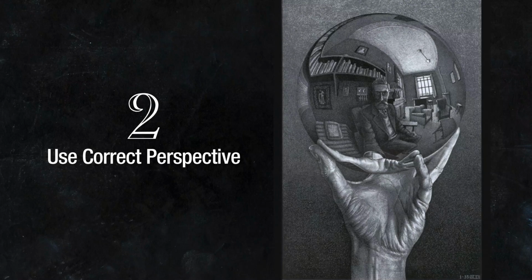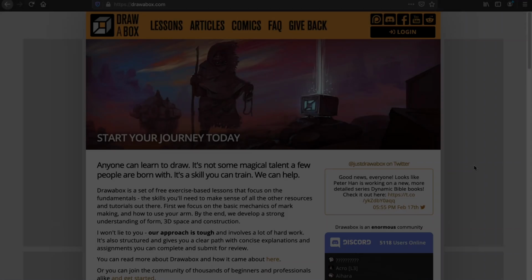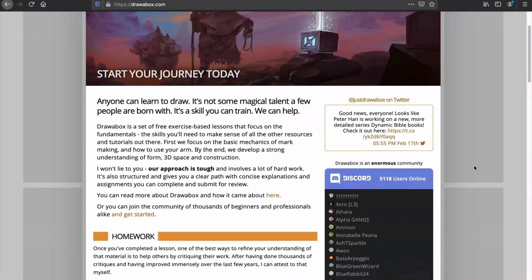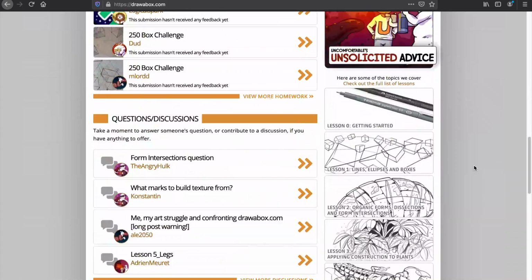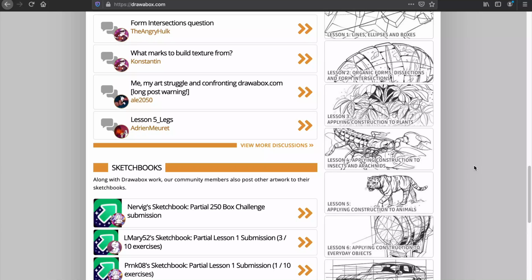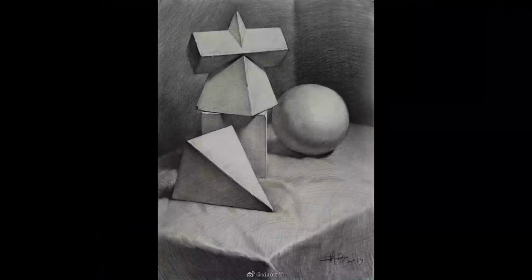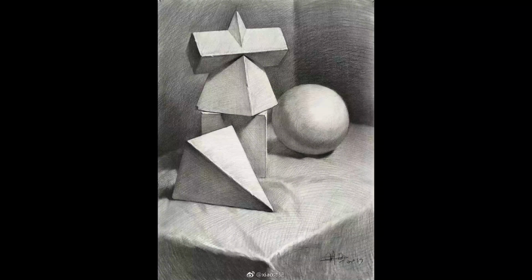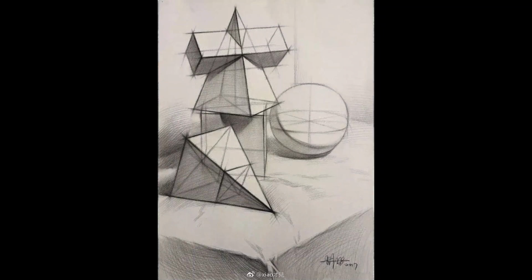The second tool is to use correct perspective. This goes outside the scope of this course, and I can highly recommend the website drawabox.com. It is a phenomenal resource for teaching yourself perspective. Here's an example of a still life drawing where you can see a strong understanding of perspective.